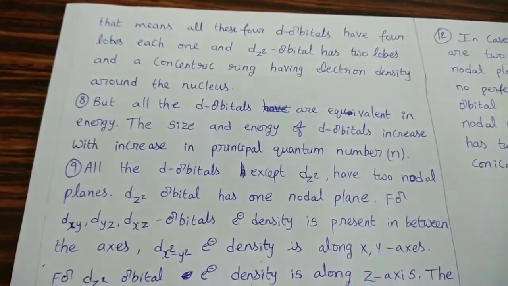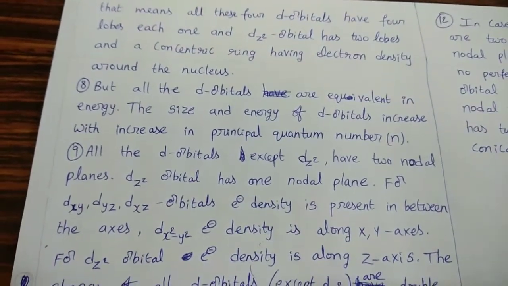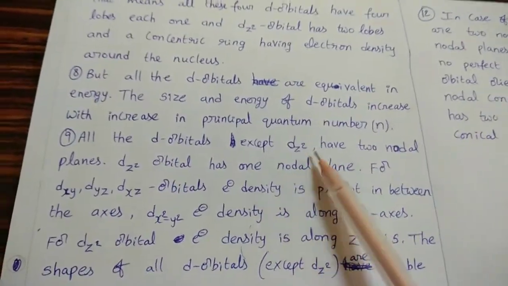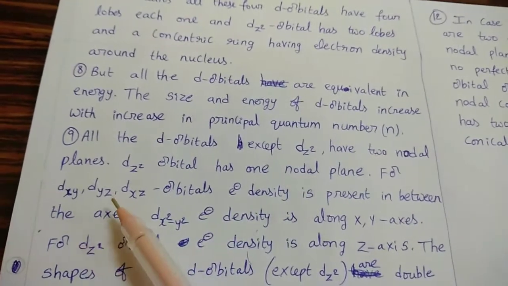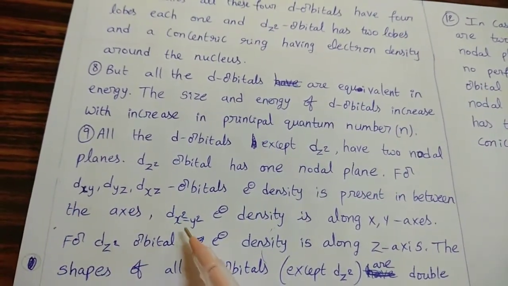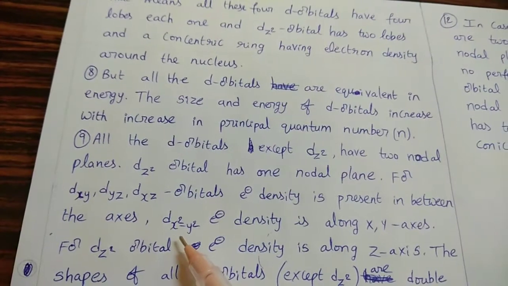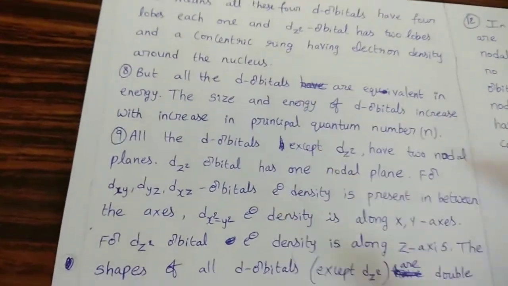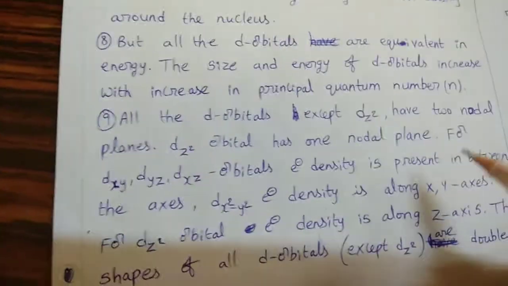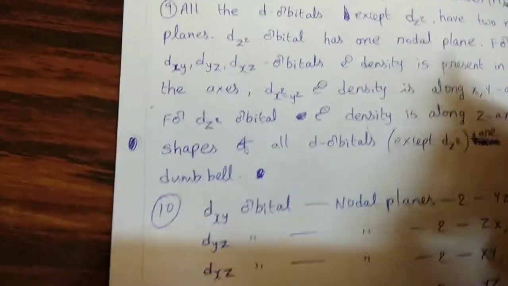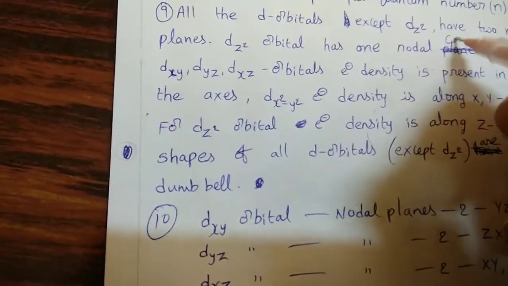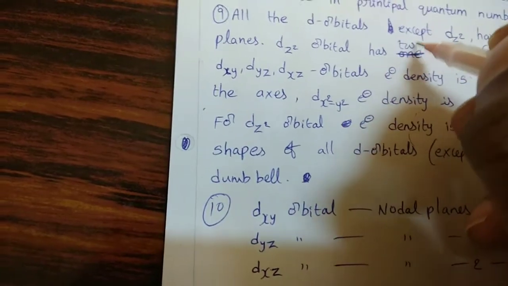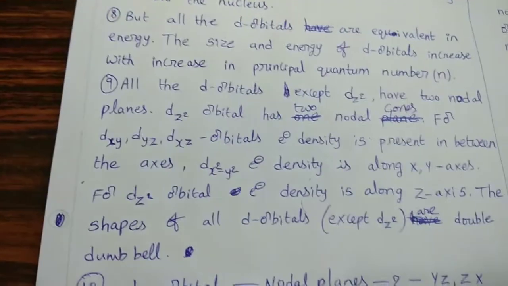Next, all the d orbitals except dz square have two nodal planes. Come to the nodal planes. The remaining four d orbitals, dxy, dyz, dxz, dx square y square, have two nodal planes each. But dz square has no nodal planes. Actually, it has nodal cones. Two nodal cones are there.